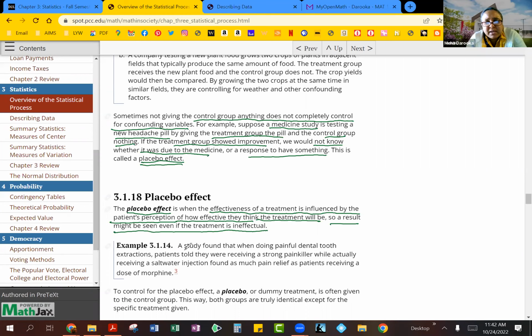So this example is talking about a study that found when doing painful dental tooth extractions, patients told they were receiving a strong painkiller while they were actually receiving a saltwater injection found as much pain relief as patients receiving a dose of morphine. So just because they were told that they are receiving a strong painkiller and all they received was a saltwater injection, the pain relief they felt was as if they had been given a dose of morphine. So that's what the placebo effect does.